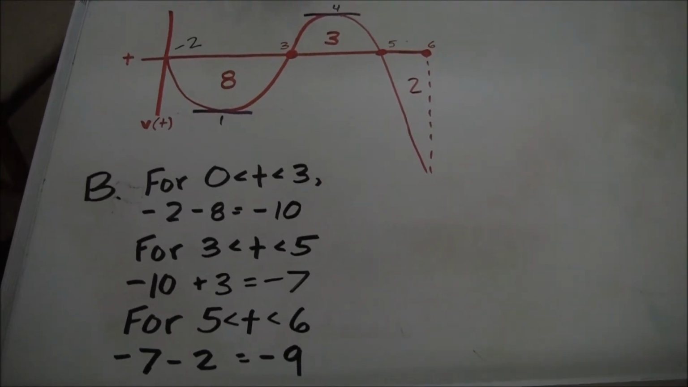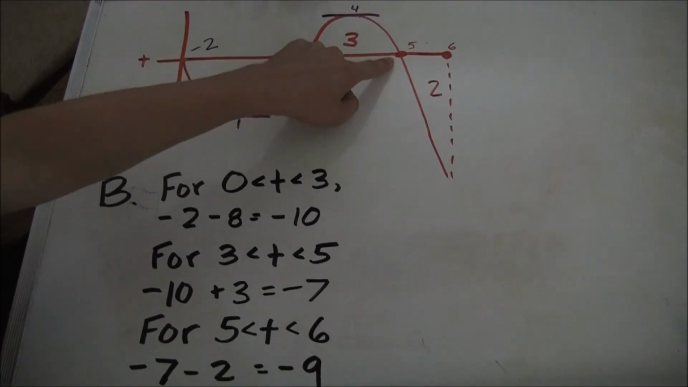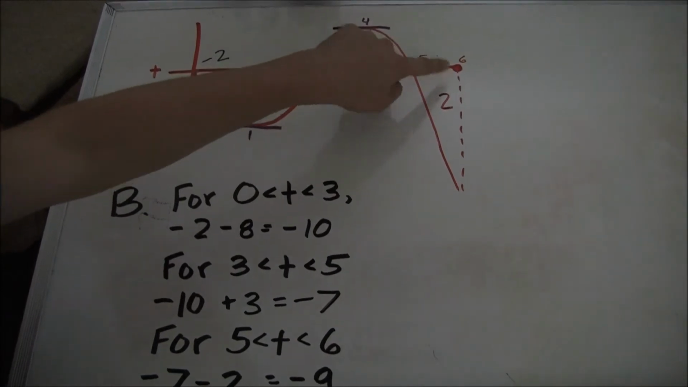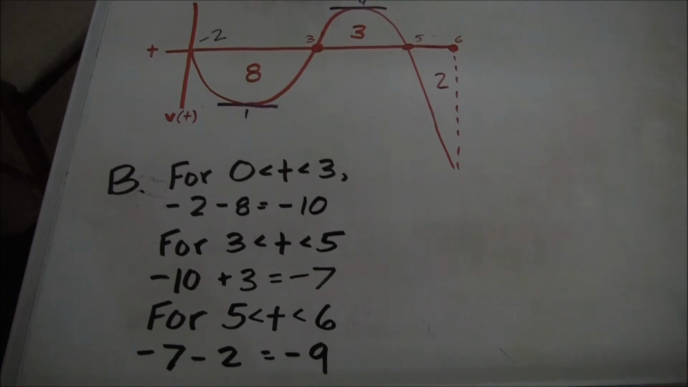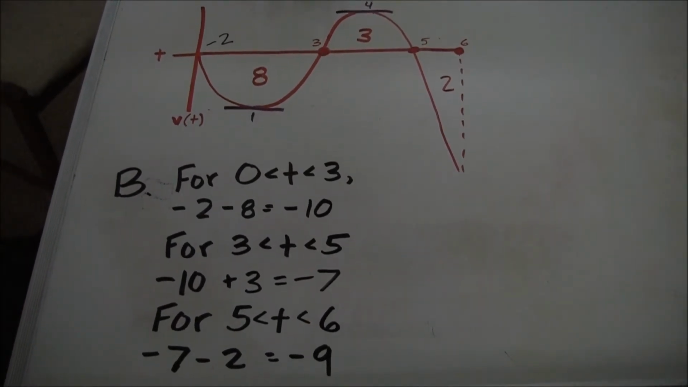The same theory applies from t equals 3 to t equals 5, which equals negative 7, and t equals 5 to t equals 6, which equals negative 9. This means that by the intermediate value theorem, there are 3 times at which the particle is at x equals negative 8.